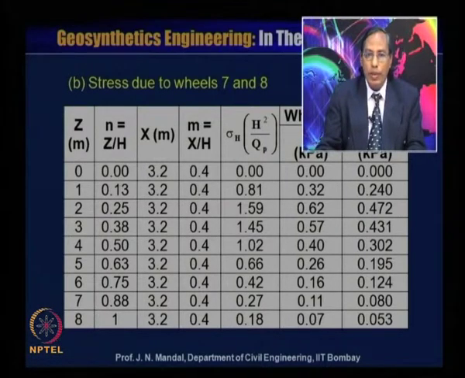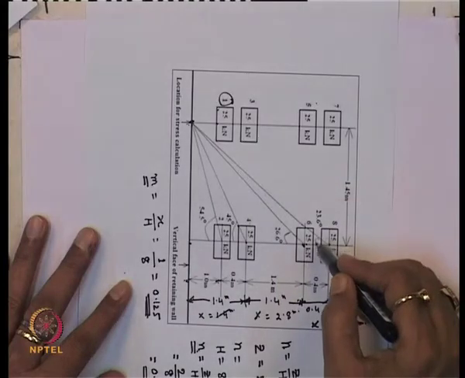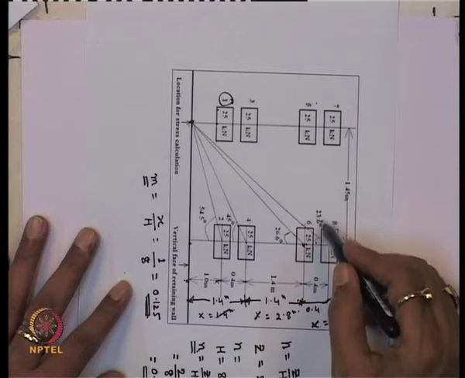But in this problem here, that m value is almost 0.4. So we are using the same equation to calculate sigma h by h square by qp. You can see for the depth 2, again this value is the same, 1.59, and for the wheel load 7, you calculate the stress, this is 0.62, and similarly for wheel load 8, which is making an angle of 23.6 degree.